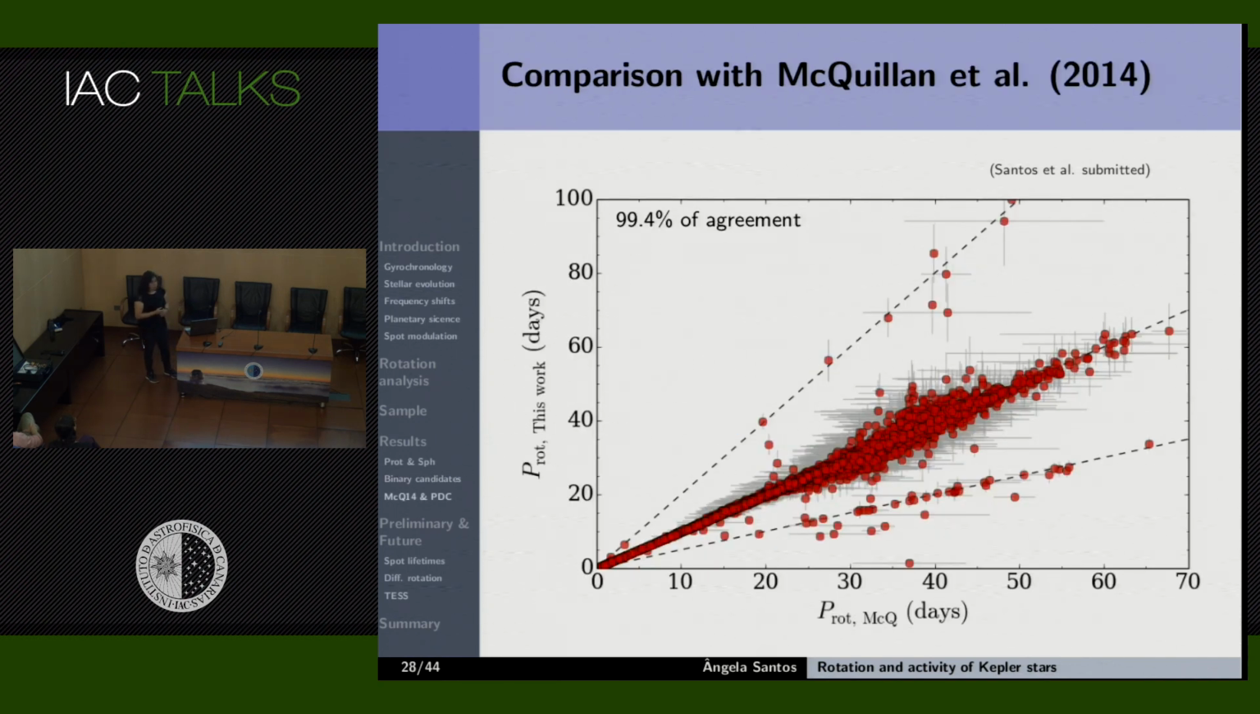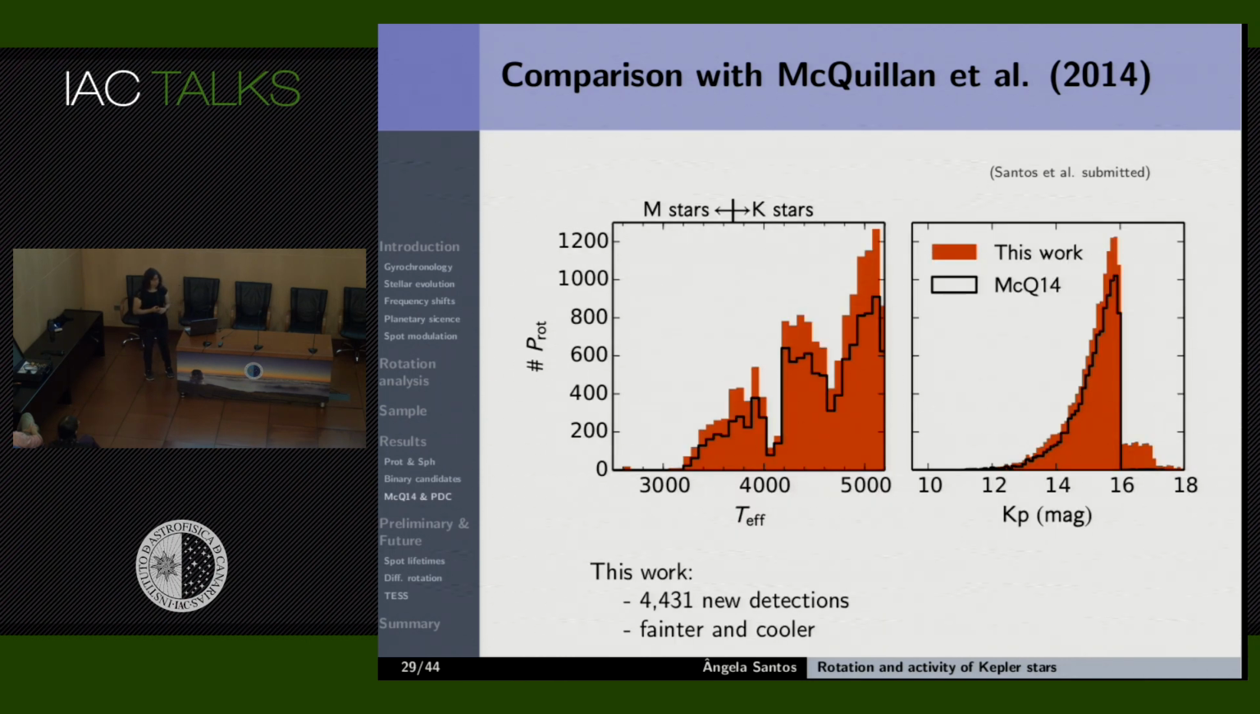And the comparison with the previous largest sample of rotation periods, McQuillan et al. 2014. For the stars that we have in common, the agreement is very good, and we can see that most of the stars fall close to the one-to-one line. But we detect more than 4,000 new rotation periods in comparison with that study. That could be because of a combination of the light curves that we use, the length of the observations, and also the rotation method. We also are able to detect rotation periods for fainter stars than in McQuillan.